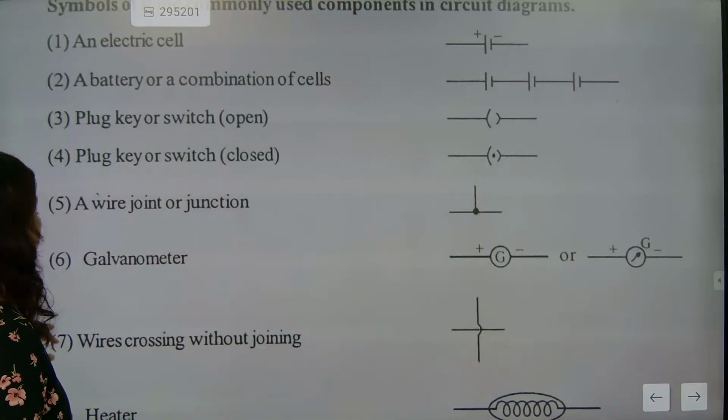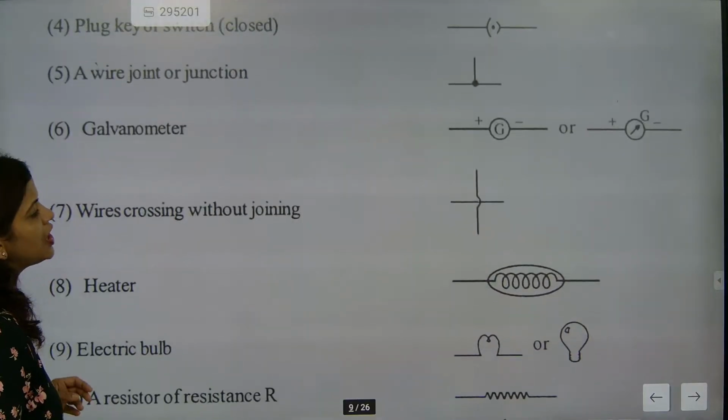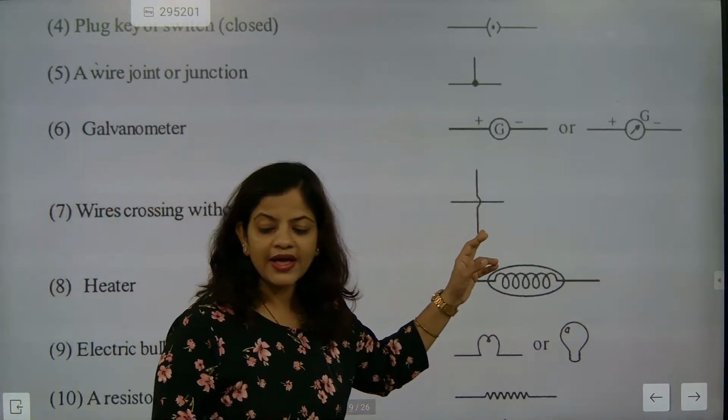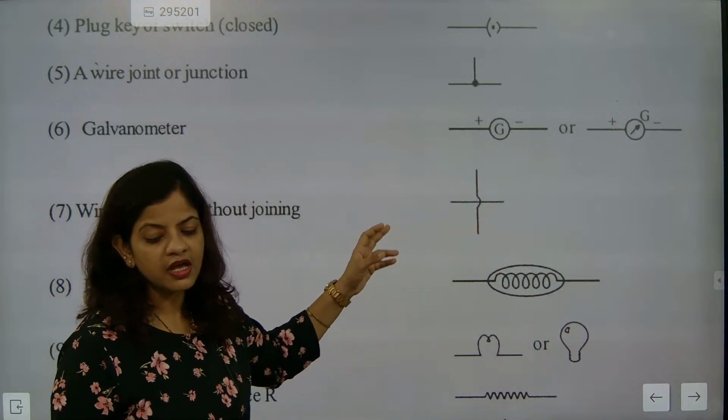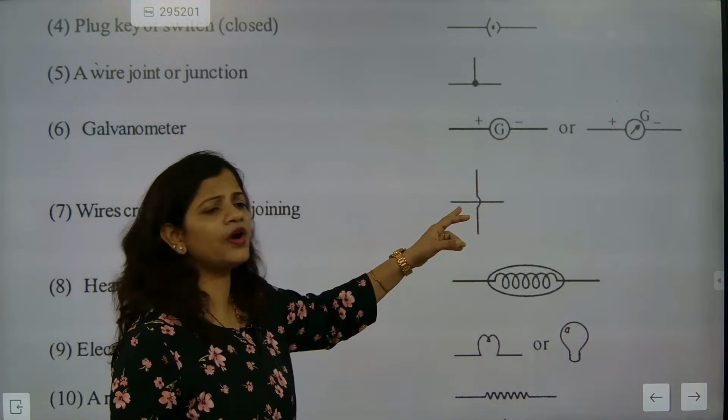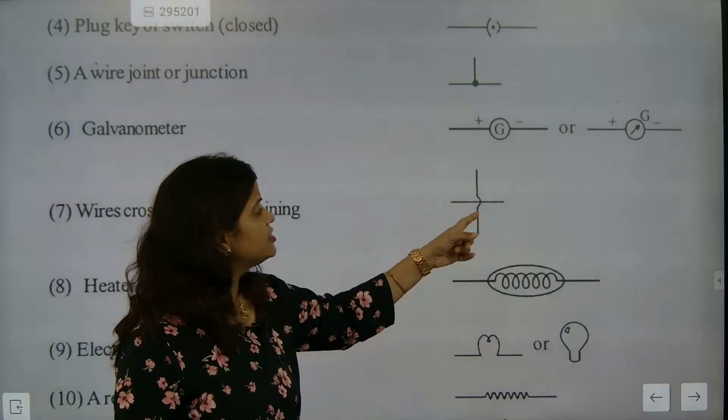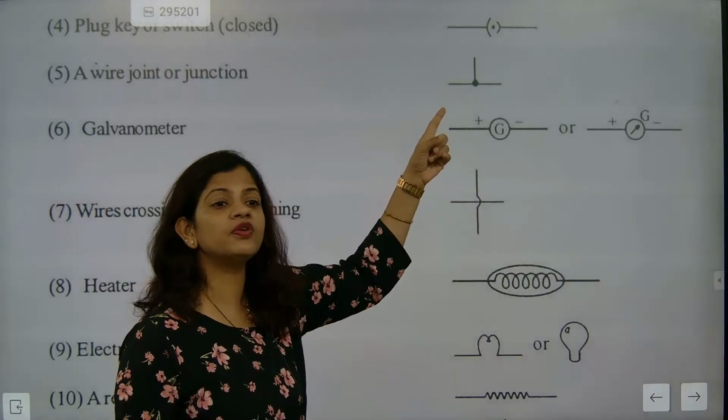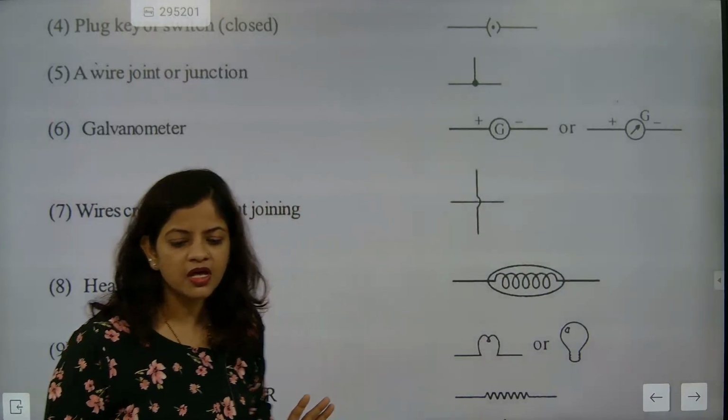Okay, now we are going to talk about wire crossing without joining. Krish, good morning, beta. Good morning, Himanshu. Wire crossing without joining. See, this is not a joint, but the previous one was a joint. So that was the difference.